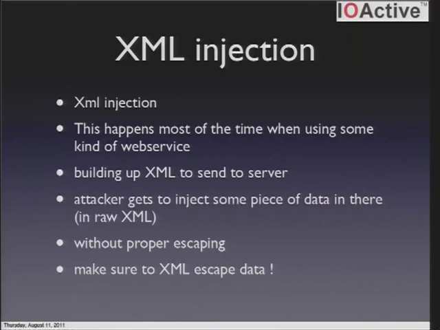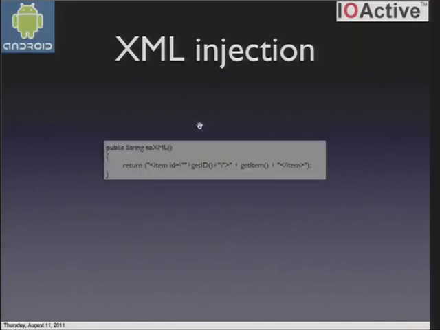So basically the idea is that if you start doing this, you better encode your XML data. This is an Android example, and it's all trivial stuff. You build up the XML data, and then if the data from the get item is potentially attacker controlled, you end up with XML injection right here.